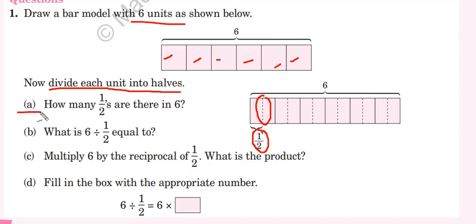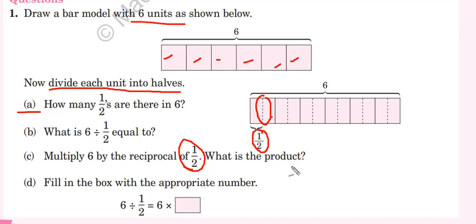Now the first question they are asking is, how many halves are there in 6? If you count it, this comes out to be equal to how much? This will come out to be equal to 12. Now what is 6 divided by half equal to? The second question is 6 divided by a half, that is a whole number divided by a fraction. Now in the third part, multiplying 6 by the reciprocal of half. The reciprocal of half will be what? Which will be equal to 2 upon 1.